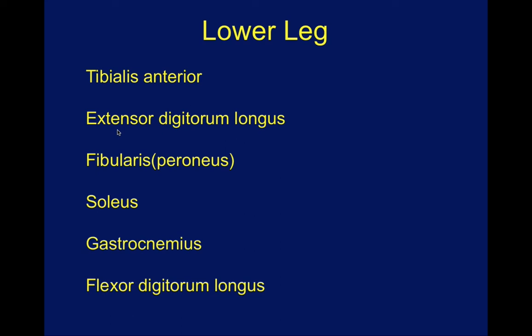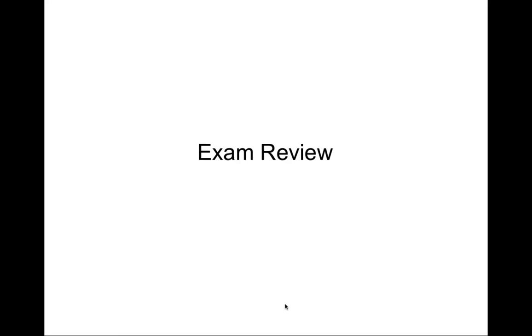The gastrocnemius inserts with the Achilles tendon, and one thing I didn't mention is that this muscle actually has 2 heads, and its 2 origins will be on the femur. We'll talk about that in the next presentation also. We'll also find the flexor digitorum longus, which aids in plantar flexion of the foot. This will conclude our presentation on skeletal muscle identification.